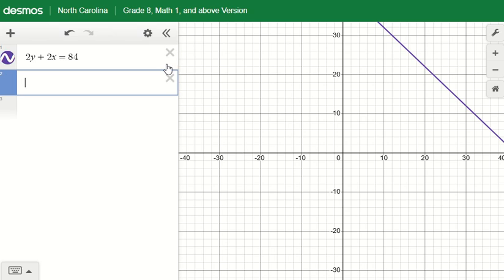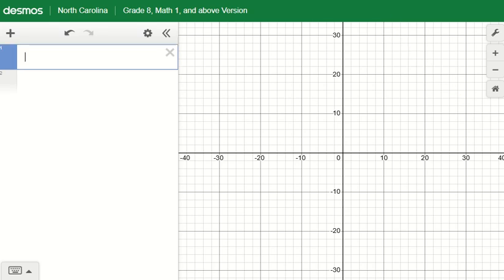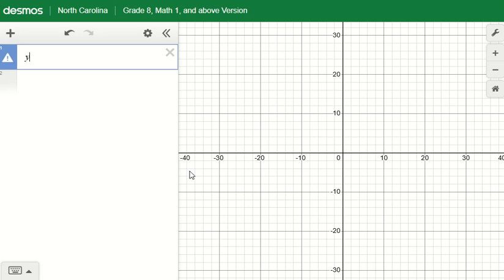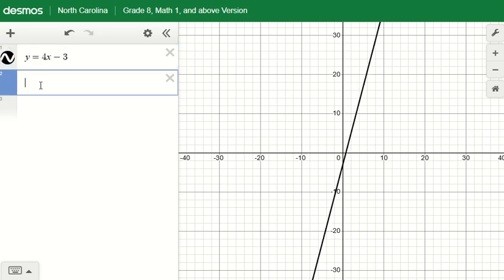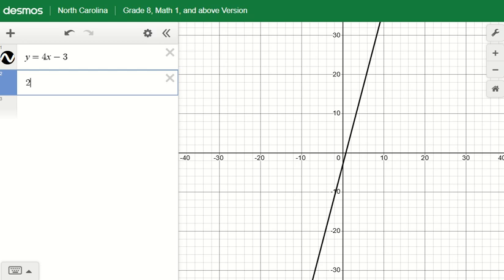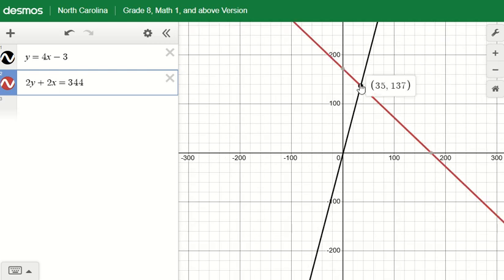But what we have, our first equation, y equals 4x minus 3. Then I've got 2y plus 2x equals 344. Again, bigger number, we got to zoom out. There's our ordered pair. We got 35, 137.